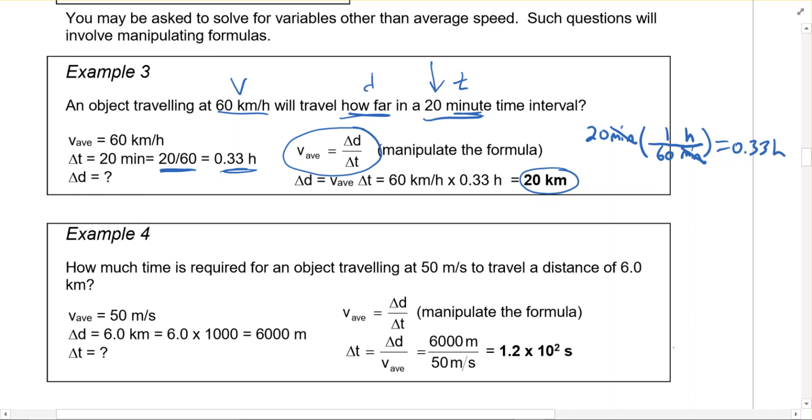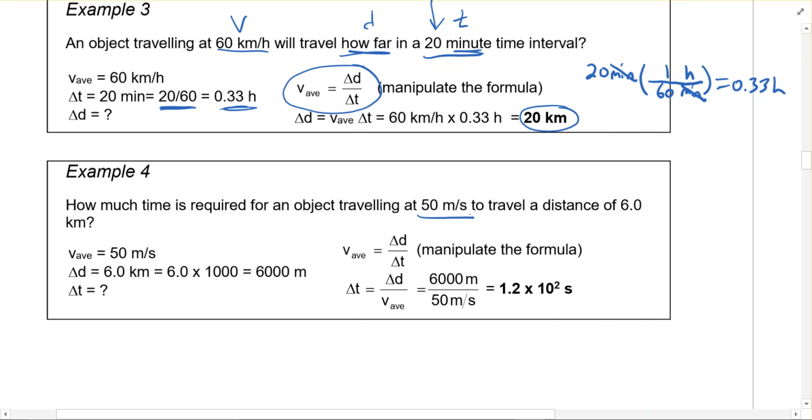So you guys can go ahead and check out the next one. Just notice that it's meters per second, and the second one is in kilometers. You've got to do something about that.